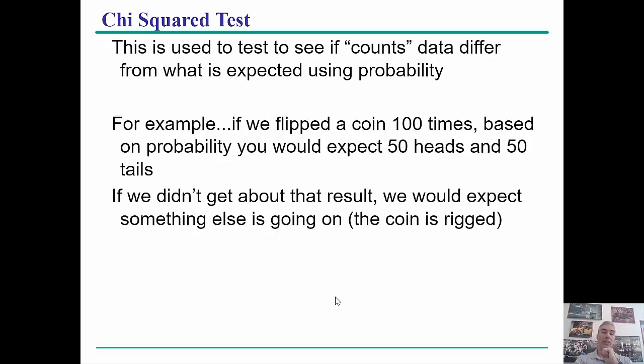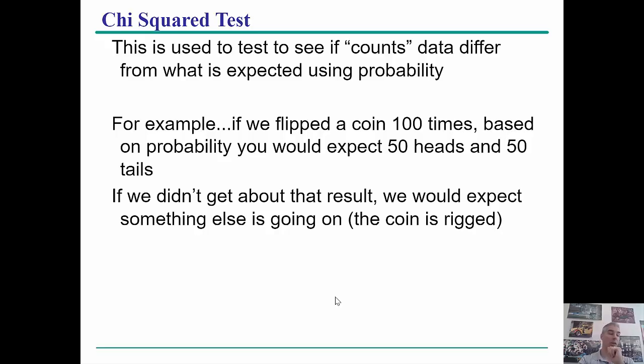And now we get to our chi-squared test. This is the test that we're going to talk about the most because we're going to see it over and over and over again on the AP Bio exam and throughout the year. This is used to see if counts data, so tallies data, the number of individuals of one thing versus another, differ from what's expected using probability.